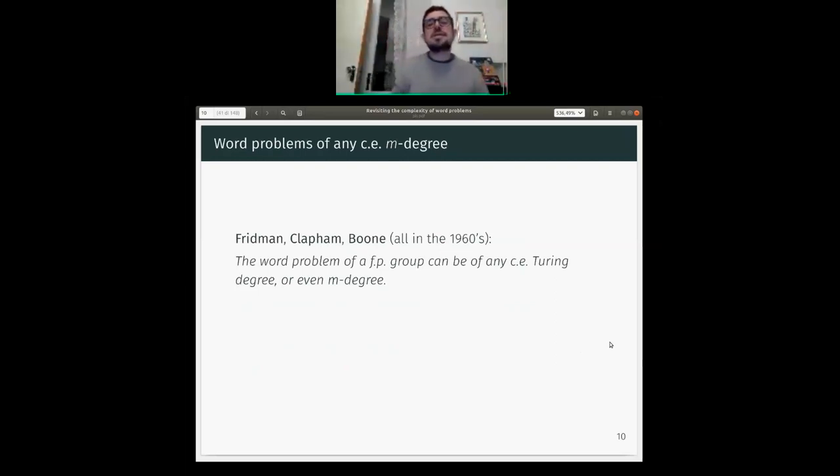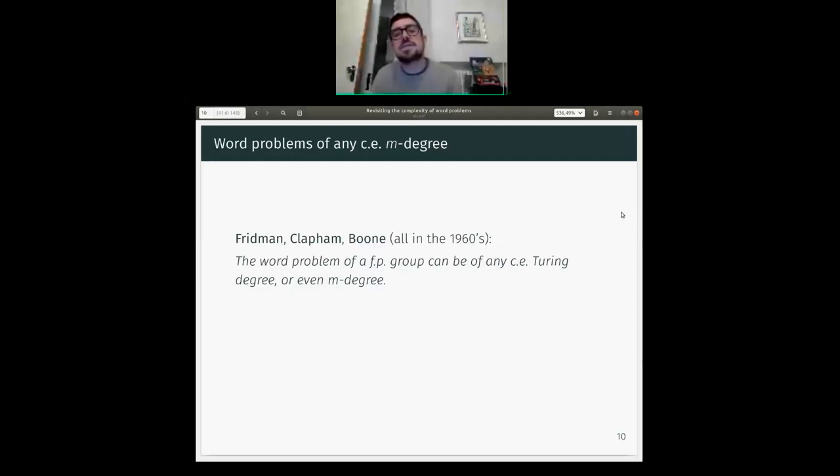Later on, both algebraists and computability theorists collaborated to refine all these results. And eventually what they obtained is that the word problem of a finitely presented group can have any possible Turing complexity, or even many-one complexity. Of course, you can realize immediately that the word problem for a finitely presented algebra is always c.e., right? They were able to prove that you can actually have it at any possible c.e. Turing degree, or even many-one degree. So apparently this might seem a way of closing the circle, if you think of it, right?